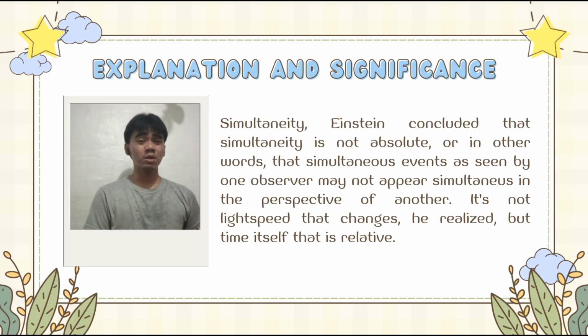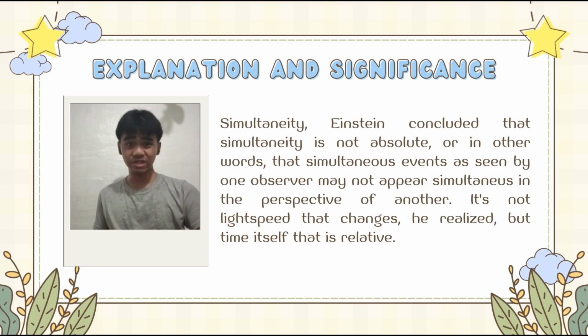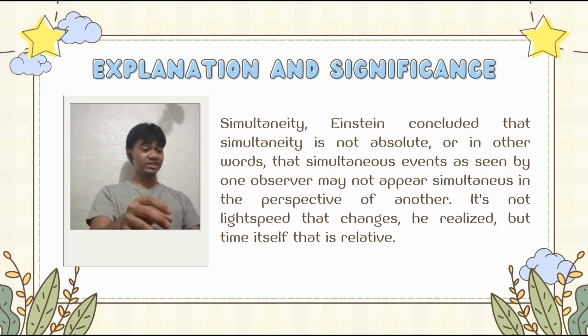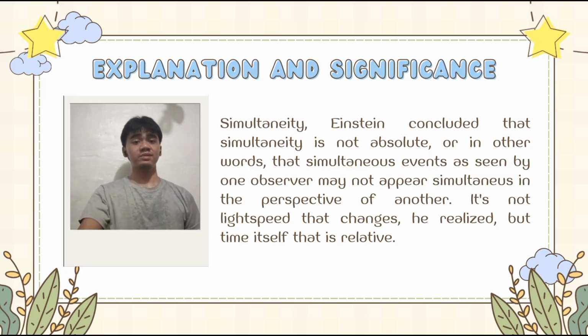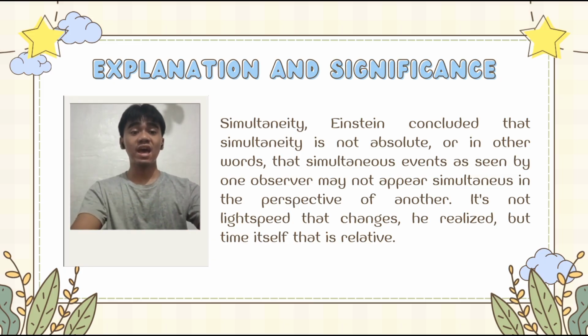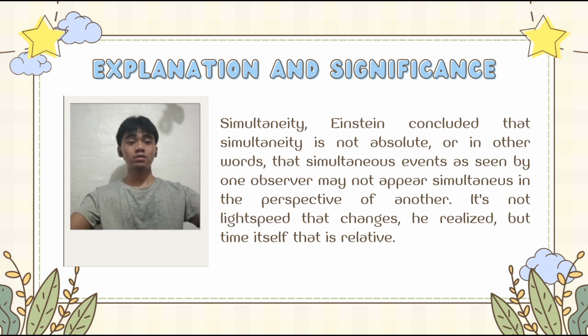Simultaneity means two events happening at the same time for one person may not happen at the same time for someone else moving at a different speed. In other words, it depends on who is observing the event and how fast they are moving. So here's an example. For example, I am on the sidewalk and I see both planes crashing.